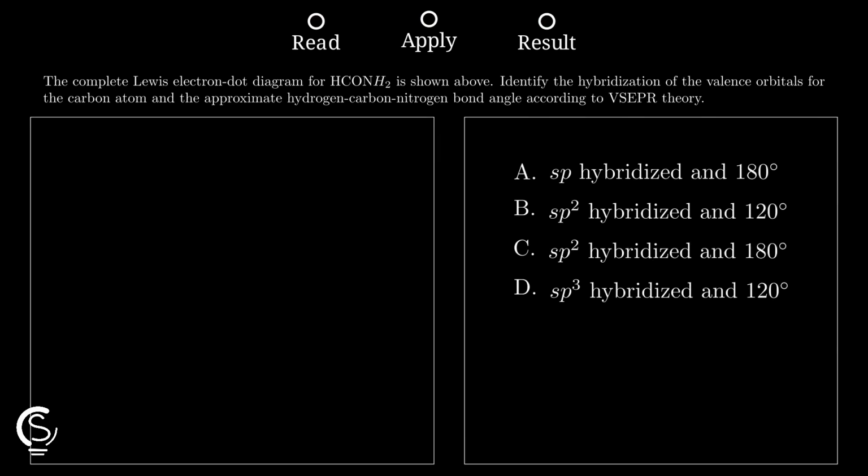First, look closely at the carbon atom in the Lewis diagram. We need to count the electron domains around it. There are 3 domains because of the single and double bonds.